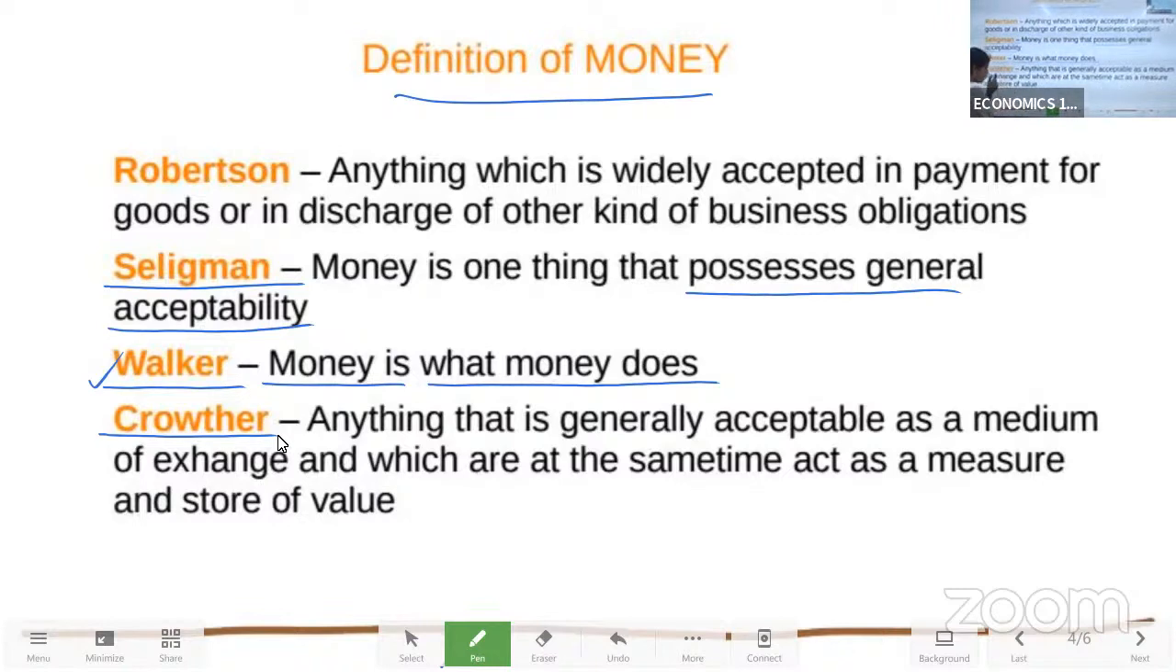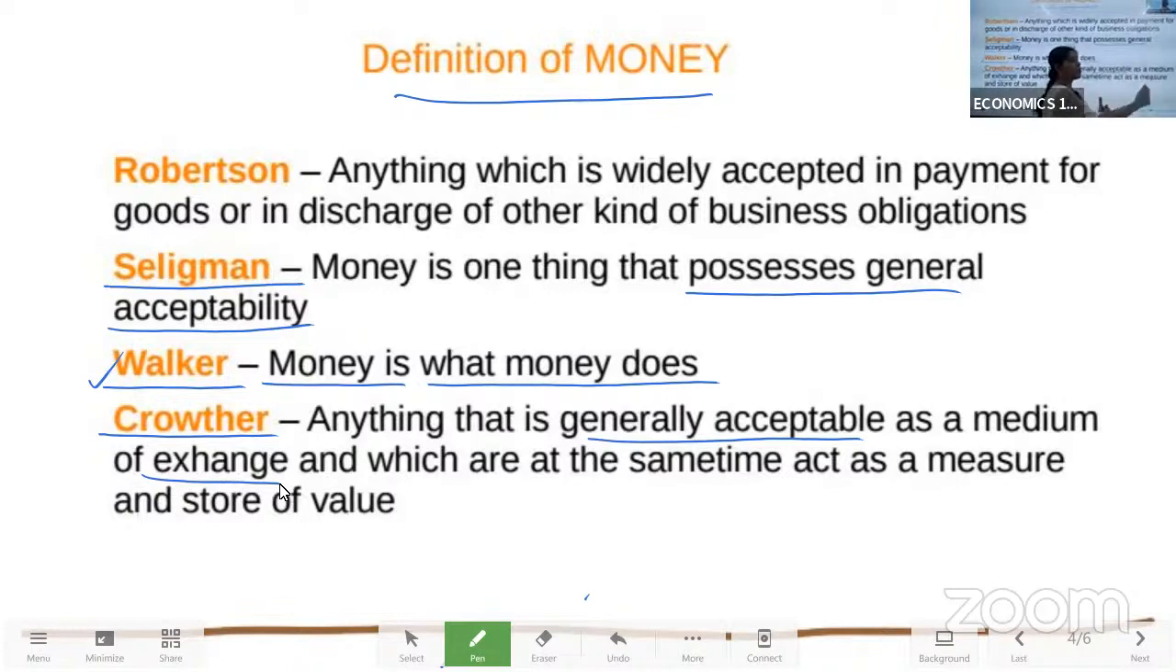Crowther, what did he define money as? Anything that is generally acceptable. Already we have seen this word, accepted, widely accepted. But here they gave generally acceptable, as a medium of exchange.